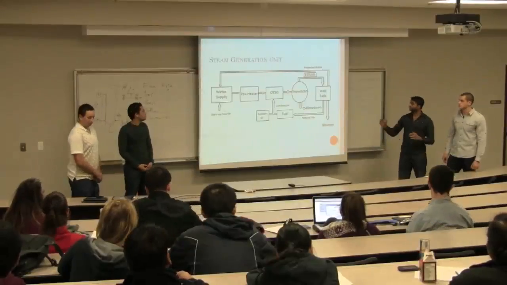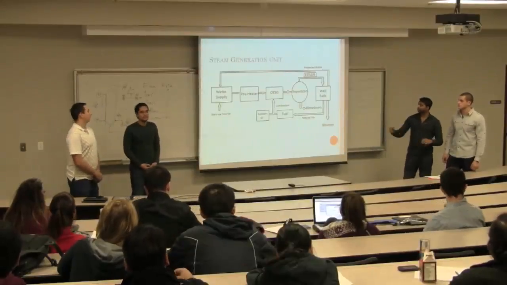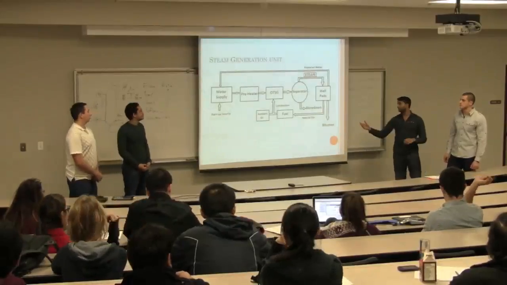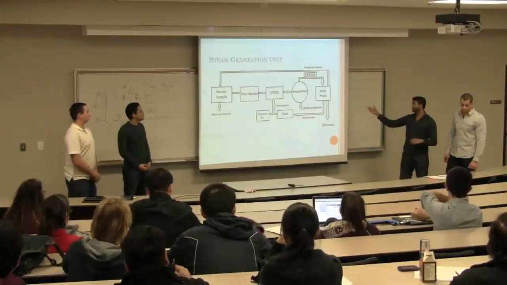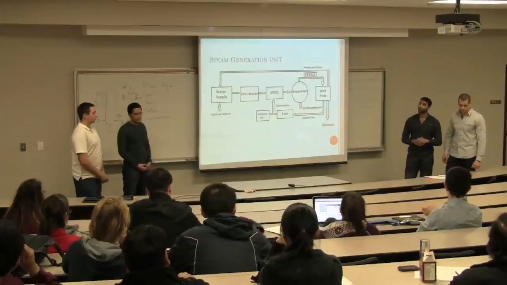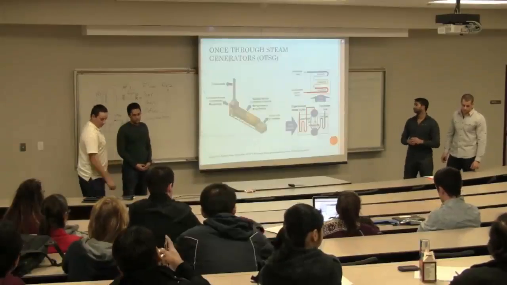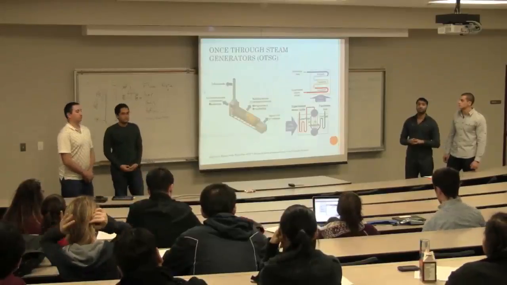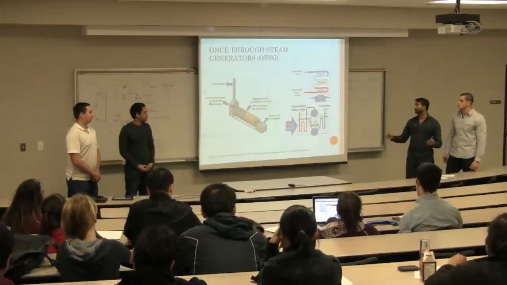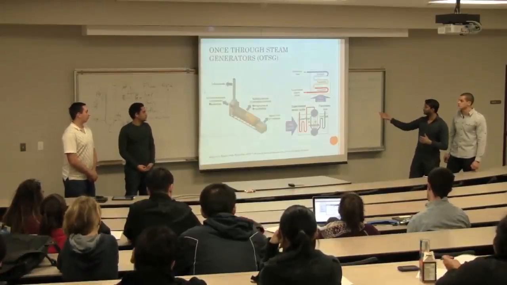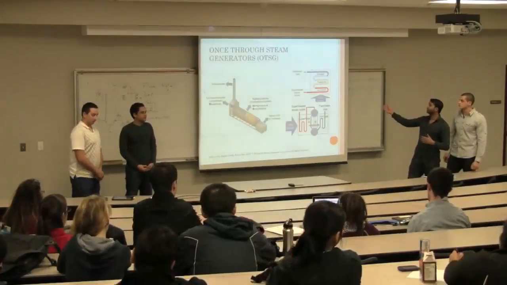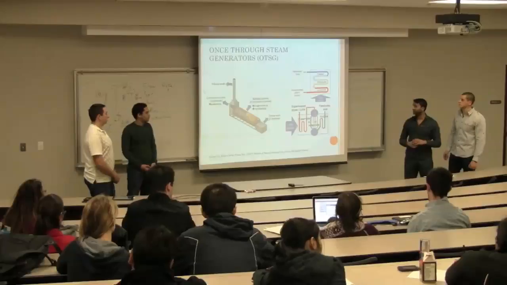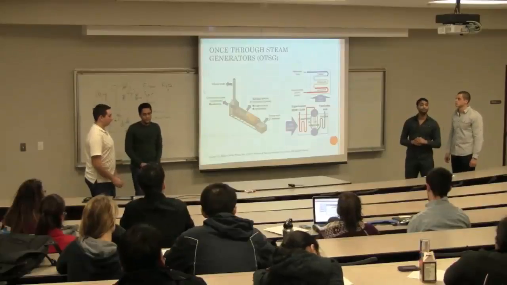This is our overview of our steam generation unit that we chose to focus on. Water supply is coming in, it's preheated, and it's put through the OTSG, and it's separated where steam is pumped into the well pads. So this is the once-through steam generator we used to size, and you can see that we have the feed water inlet coming in, it's preheated, evaporated, and sent to the well pad itself. And that's just an overview of what a steam generation unit looks like.